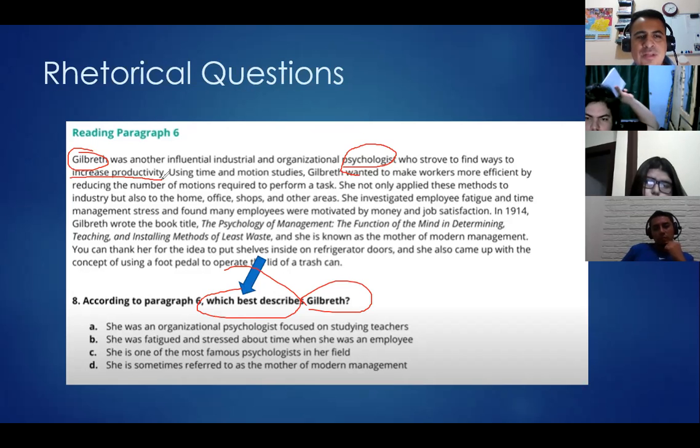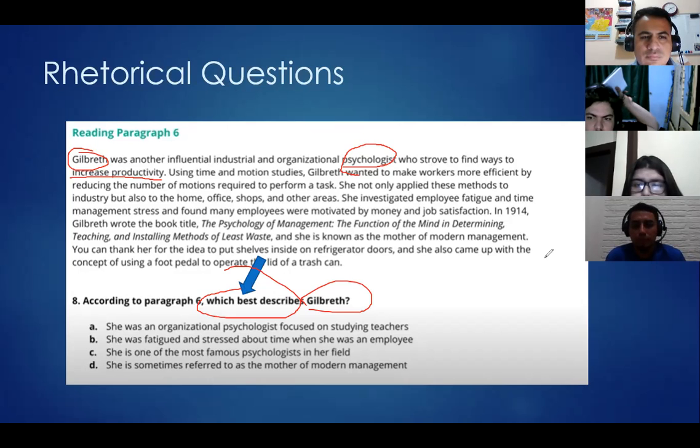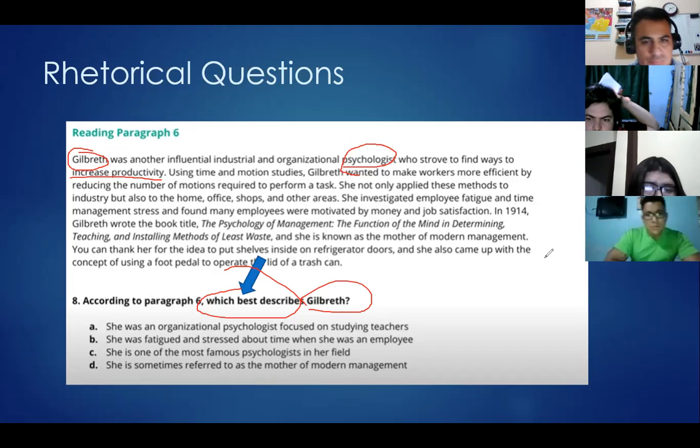Creo que esta es la última. Let's try this one. All right. I'll give you 1 minute. Okay, very good.